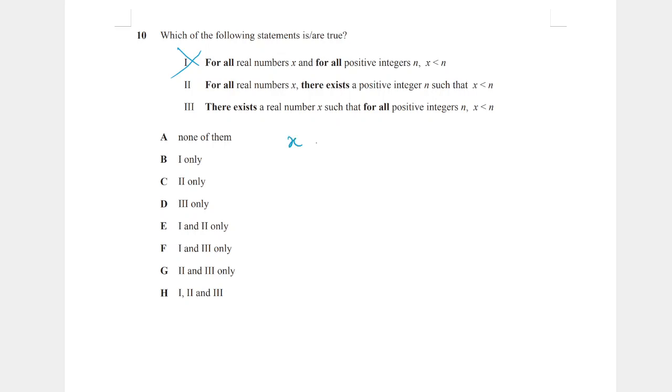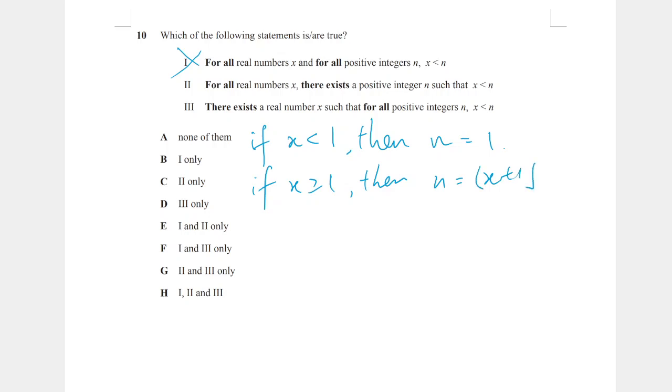If x is negative, let's say if x is less than 1, then n equals 1. And if x is greater or equal to 1, then n is the ceiling of x. Okay, actually I can't take the ceiling of x. I'm going to do x plus 1, but then the floor of it. You see why I did the floor there?